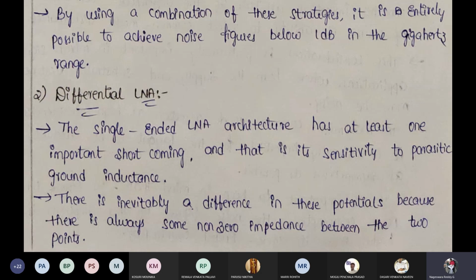So, what is the drawback of the single-ended low noise architecture? It has at least one important shortcoming, and that is its sensitivity to parasitic ground inductance. This can be eliminated by the differential low noise amplifier. There is inevitably a difference in these potentials because there is always some non-zero impedance between the two points.